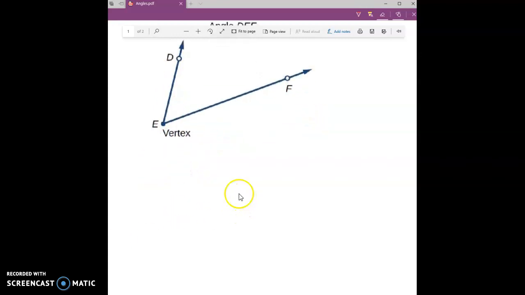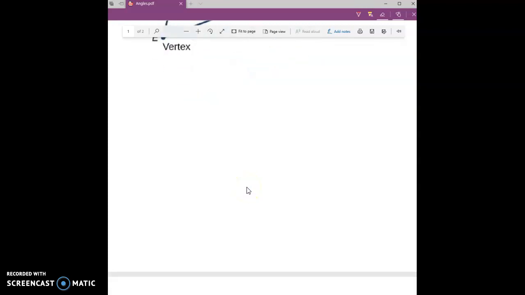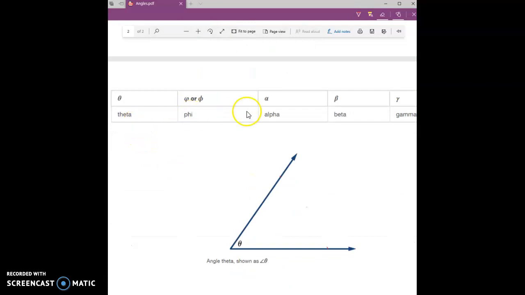Okay, and sometimes these angles here, we call them with Greek letters like theta, phi, alpha, beta, or gamma. Those are just Greek letters that describe the angle we're going to be talking about.